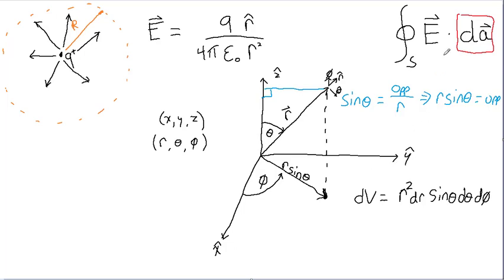Now, that's a volume. If we have a constant radius, then this turns into an area element. So I can also say that dA in this case is going to be represented by a constant r squared. There's no longer a differential for dr, but I still have my sine theta d theta and my d phi.